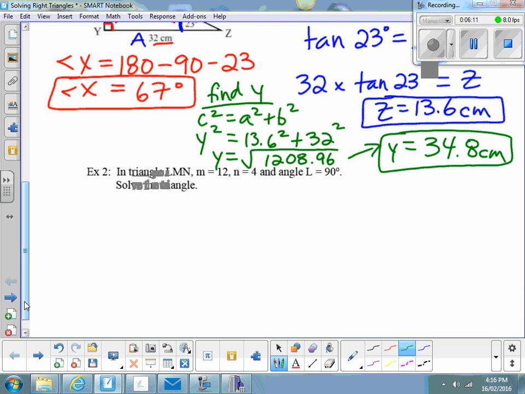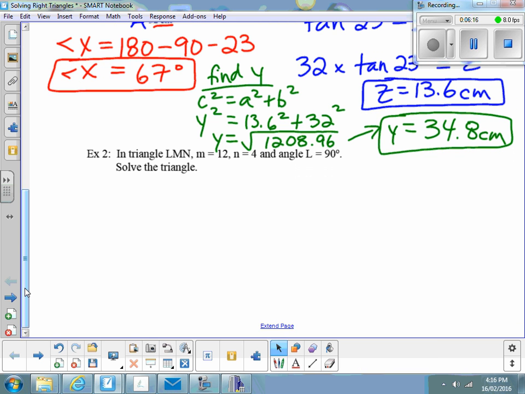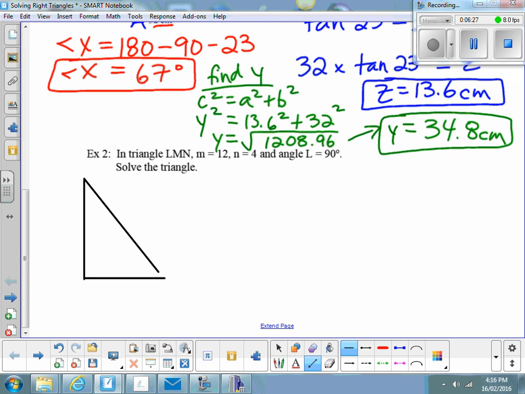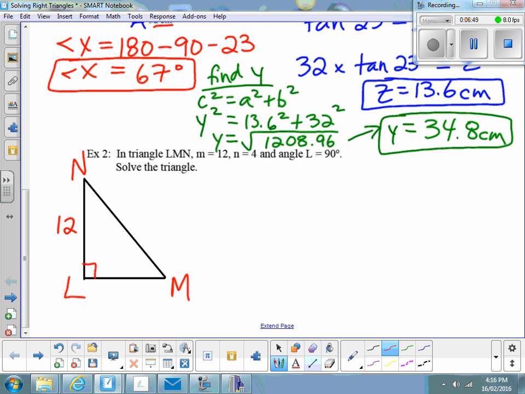All right, in the second example here, we've got a right angle triangle. We're given a 90-degree angle for this triangle. So if I draw a right angle triangle here, here's a triangle, and we'll substitute our stuff in. So we know that angle L is 90, so this is the L here. Side M is the biggest side, so if this is the biggest side here, 12, then this will be angle M here and angle N at the top.